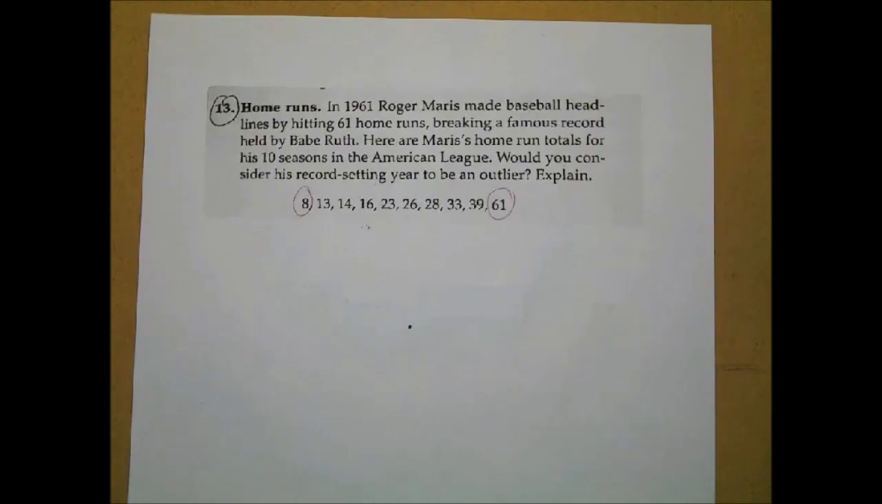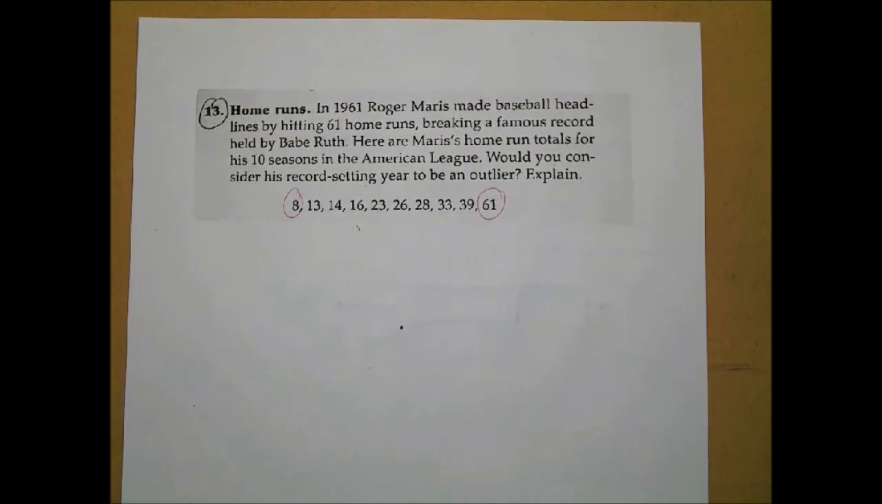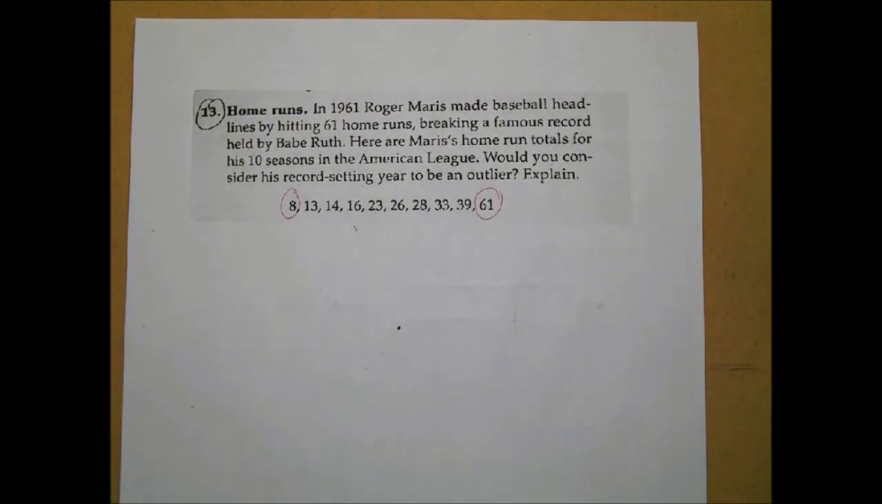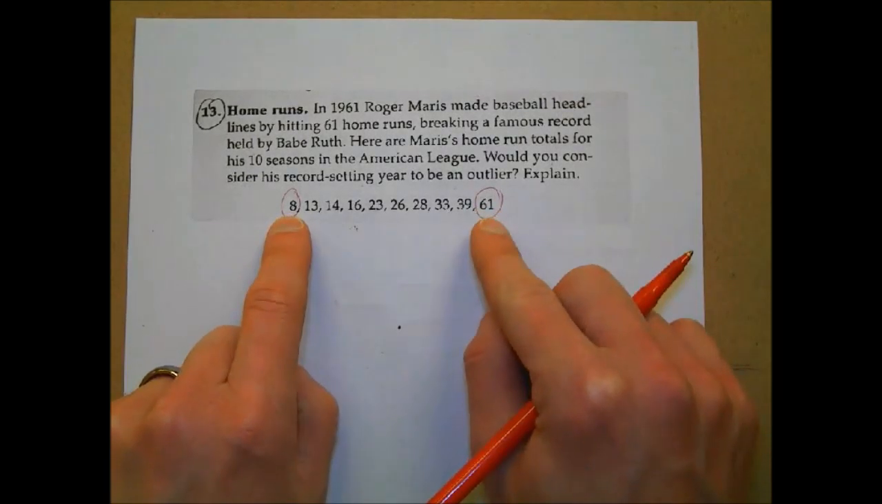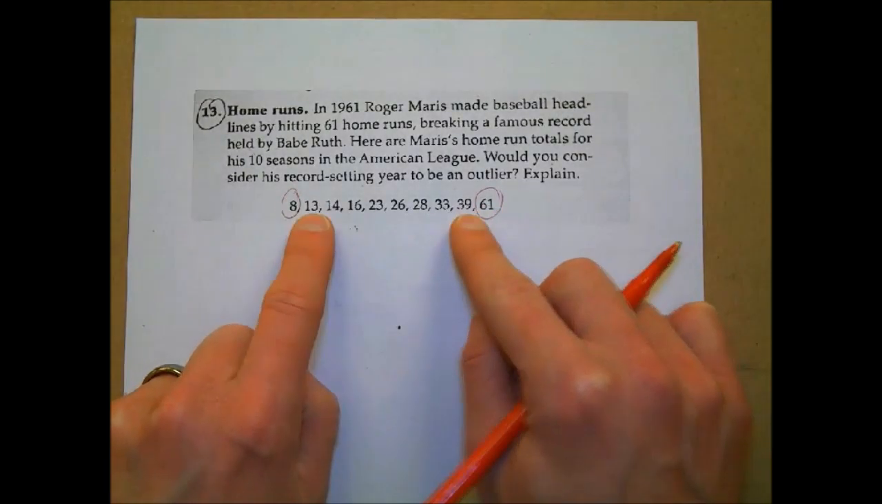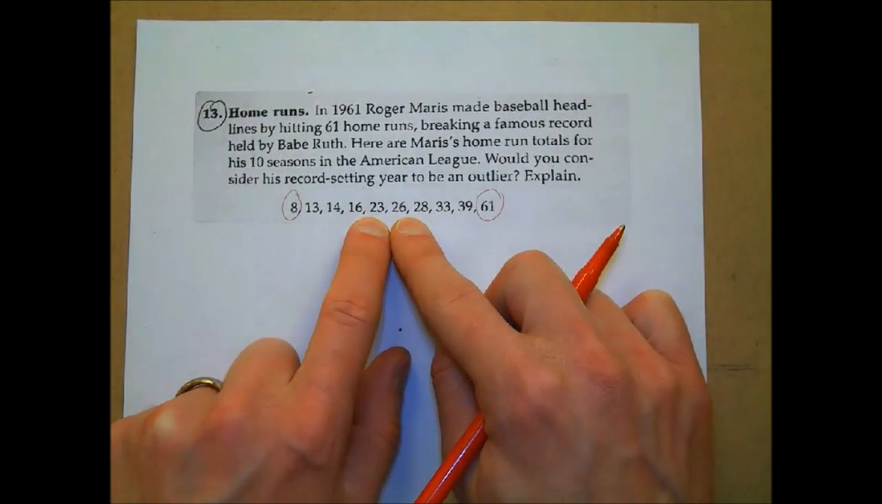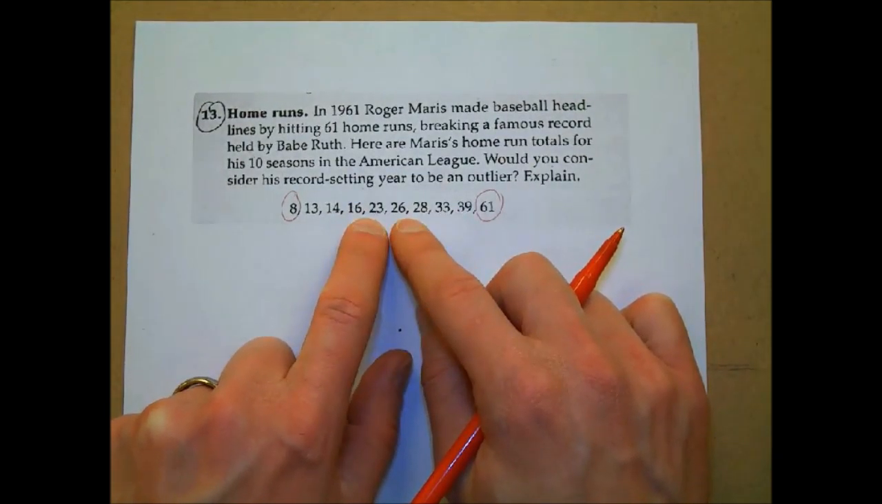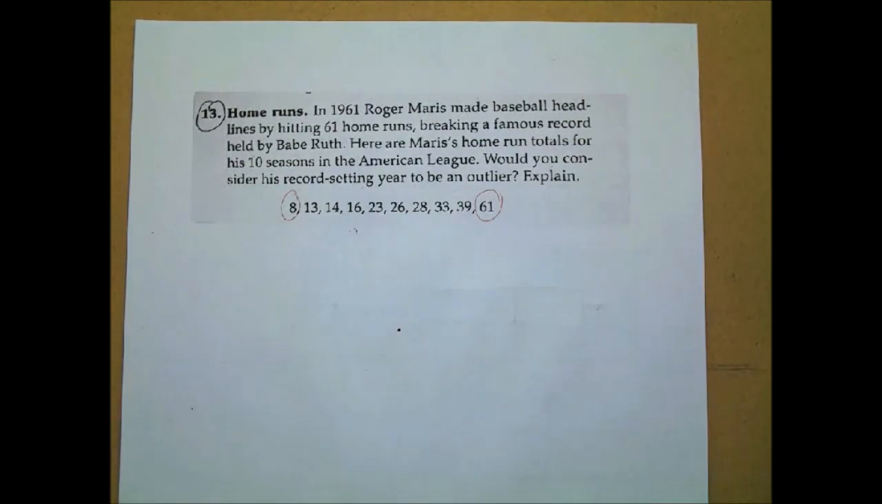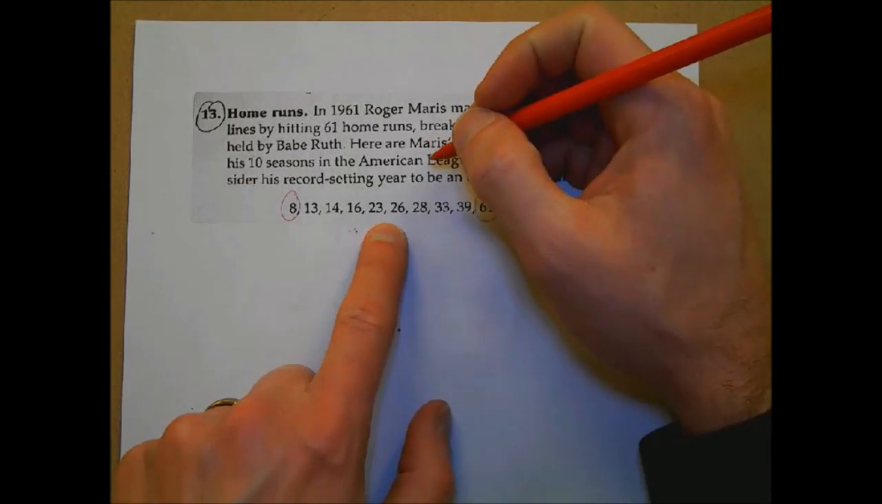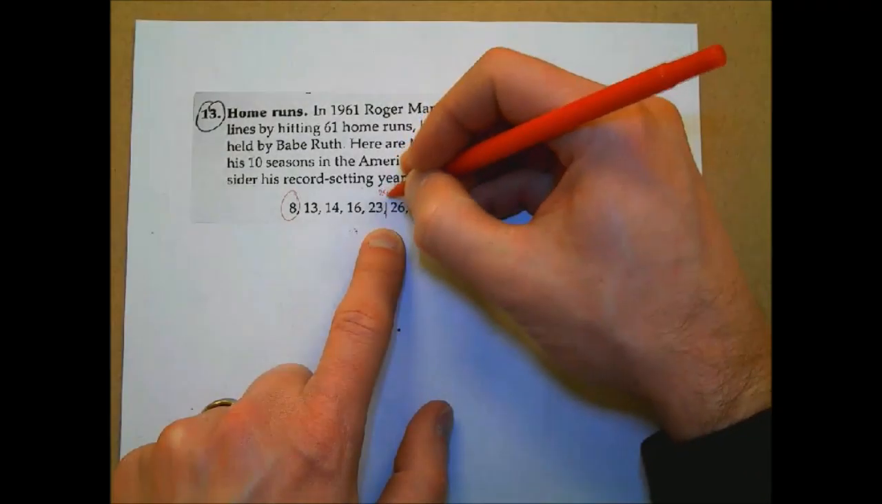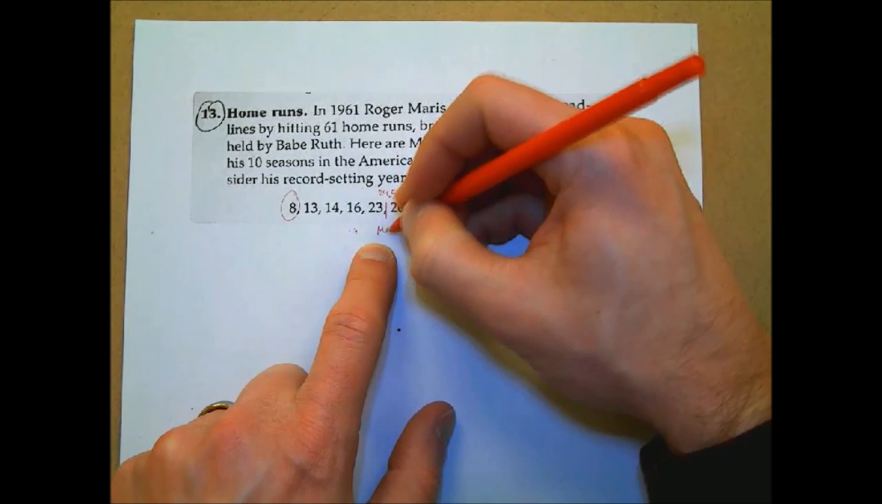The 2 middle ones? Yeah, well, we'll find the median first. Let's count in. So 8 and 61, and then 13, 39, 14, 33, 16, 28, 23, 26. Okay, Ben, we got 2 numbers in the middle, so what do I have to do? You have to add them up, which would be 49. Divide by 2, 24.5. Okay, and that is our median. Okay, thank you, Ben.